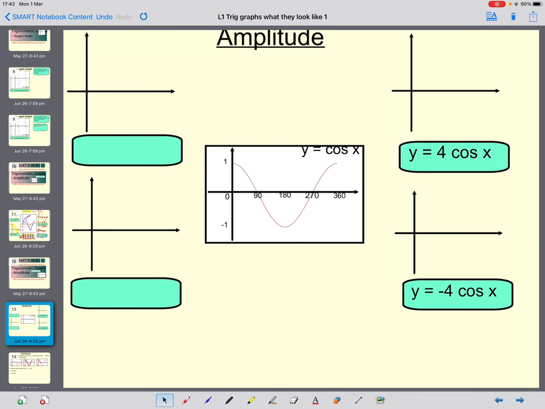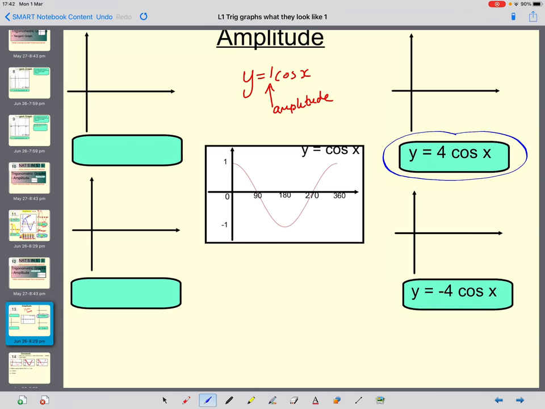We've already established that I've got y equals cos x. It's like there's a 1 in front, which represents the amplitude. Okay, and that's how far up it goes and how far down it goes. So if I look at this one here, this y equals 4 cos x.